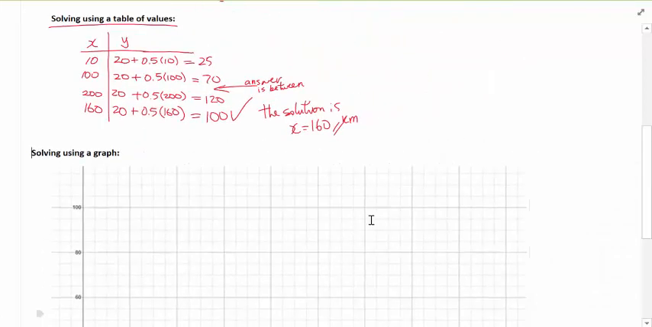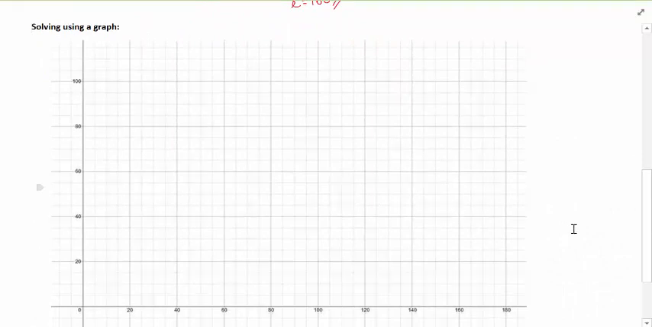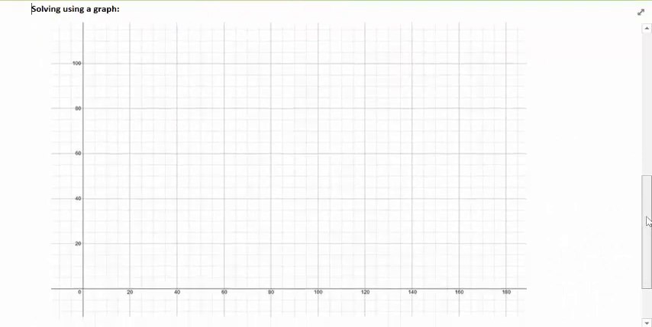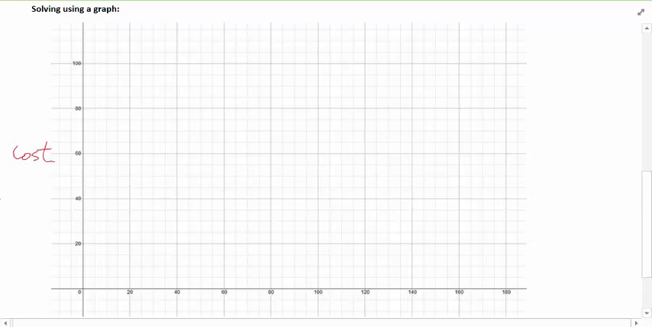All right, so let's take a look. If you have a graph paper, you can try a graph paper. If not, just try to sketch it as best as you can. So on this side, what do you put? This side is the Y, which is the cost. And on this side, you put the kilometers.